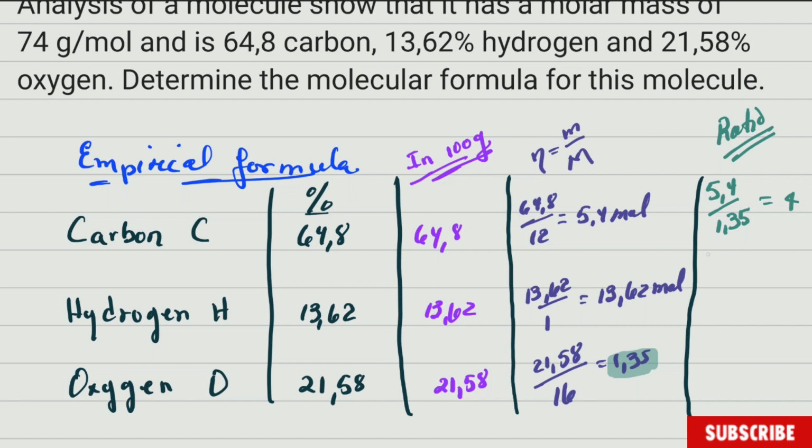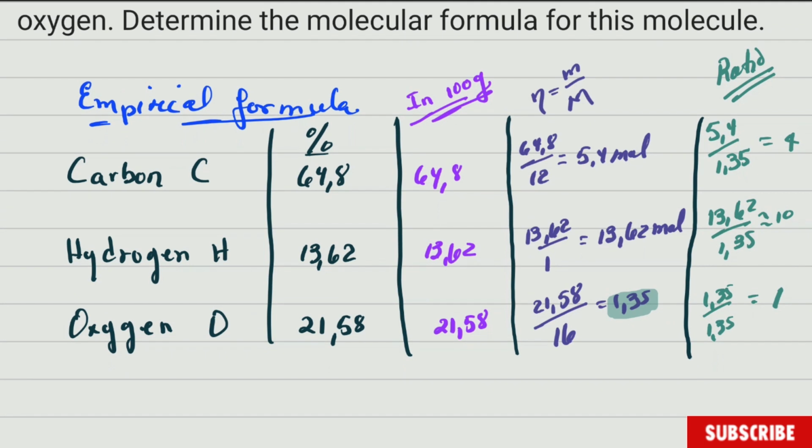And you repeat your process for each of them. 13,62 divided by 1,35, and then the answer is going to be approximately 10, because it's 10,0 something. And the final one is 1,35 divided by 1,35, and the answer is 1. Then we're just going to write the empirical formula. It is going to be carbon, and if you go to the end, you have 4 for carbon, so it's C4.